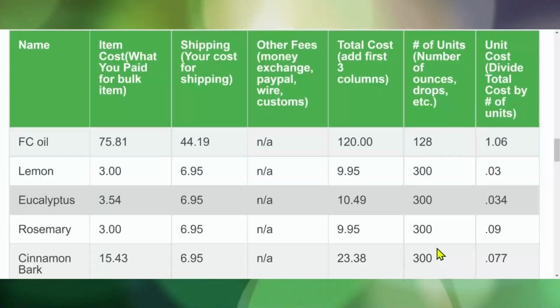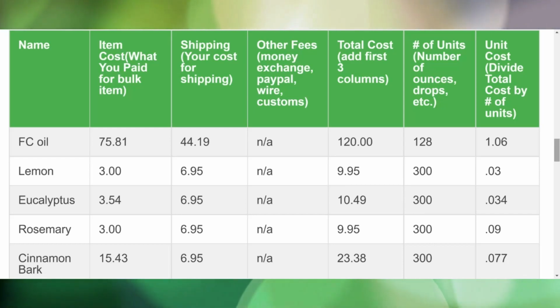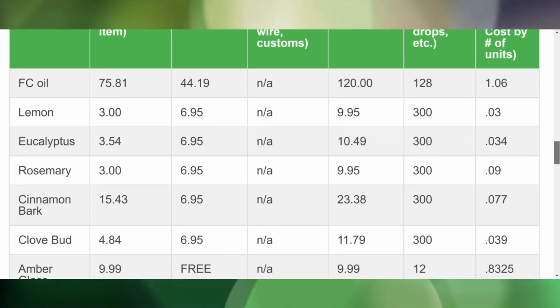So this is the chart that you're going to be using to fill in the product name, the essential oil, the carrier oil, the bottles, the labels, and so on, all the details with your shipping and fees. Okay. So those are the items that I had on mine. That was a very simple blend. I didn't have a lot of things to worry about.